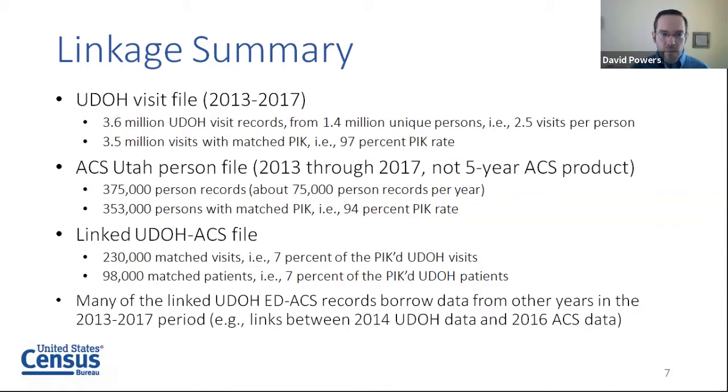And the linked file, when we combine the ACS and the Utah file, we have 230,000 matched visits. And that's over 98,000 unique patients. So many of the linked Utah and ACS data borrow strength from other years in the sense that we might have 2014 data linked with 2016. We might have 2015 in the Utah file linked with 2013 in the ACS file. And we're able to get a large sample that way.